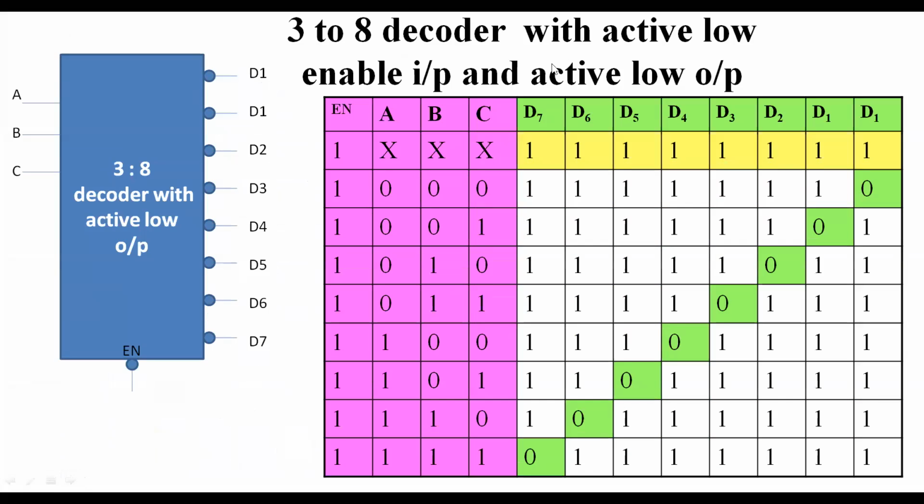Similarly, we are going to see one more circuit, a 3 to 8 decoder with active low enable input and active low outputs. We are seeing active low enable input and active low outputs.